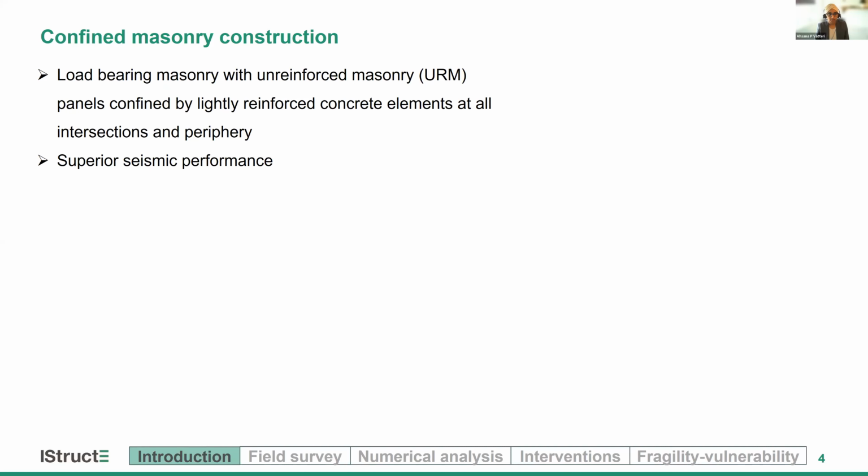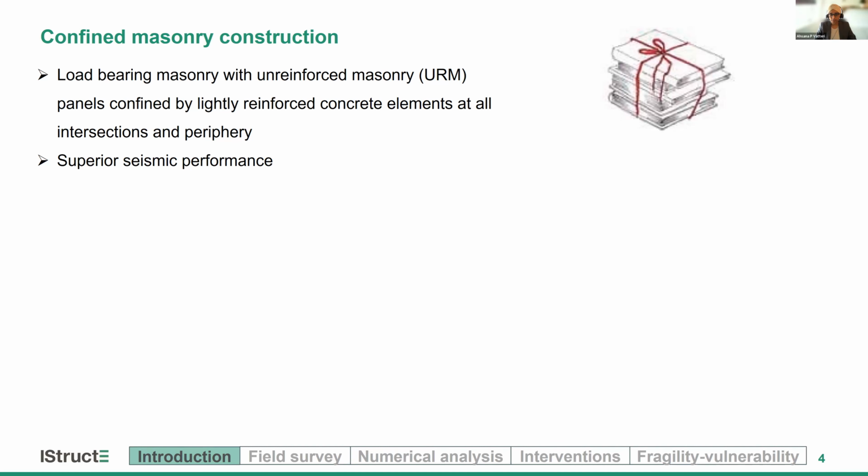So coming to the typology under discussion, confined masonry construction is generally a load-bearing masonry construction type, where unreinforced masonry walls are confined by lightly reinforced concrete elements at all intersections and periphery of the walls. So the idea is to give unreinforced masonry buildings a tying effect from all sides of the building.